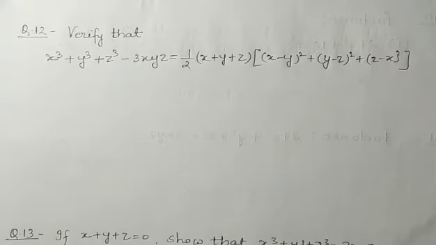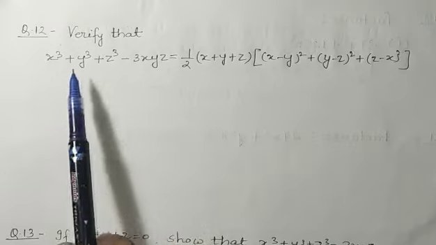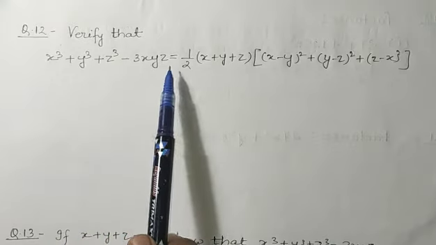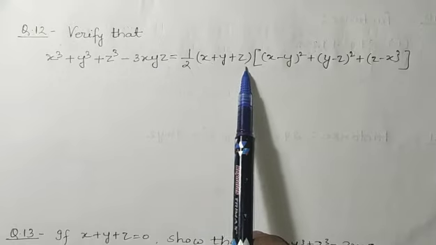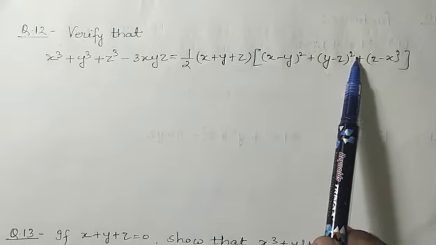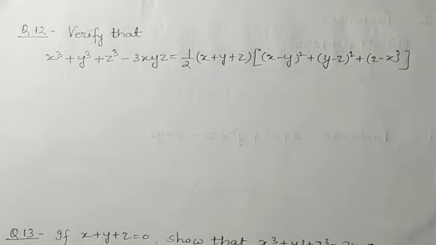Question number 12 is, students, verify that x cube plus y cube plus z cube minus 3xyz is equal to half of (x plus y plus z) into (x minus y) whole square plus (y minus z) whole square plus (z minus x) whole square. You have to verify it. So how will we verify it?